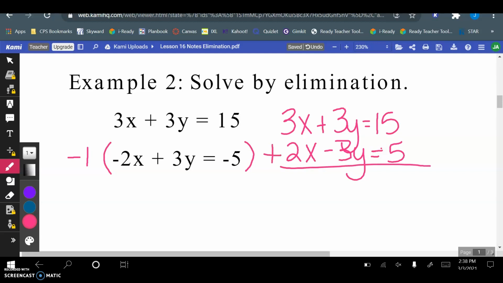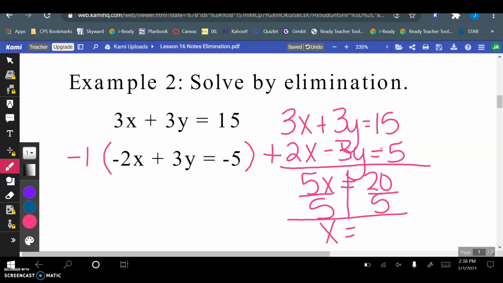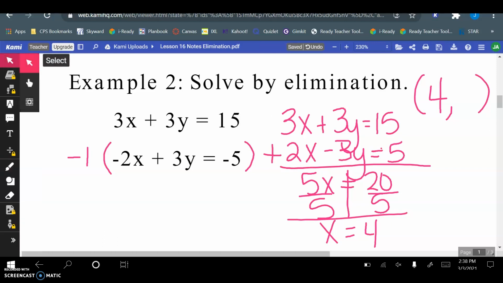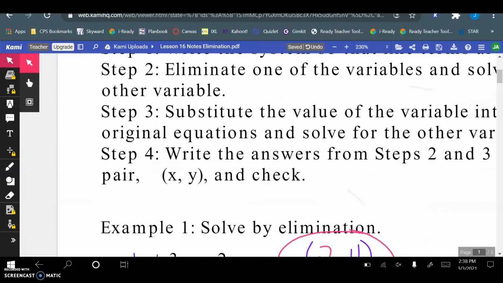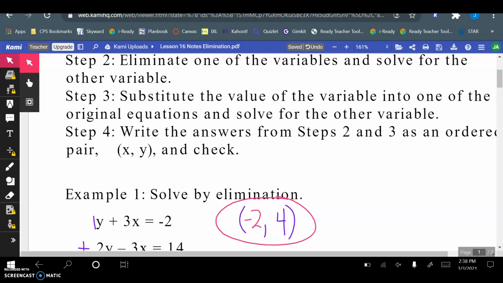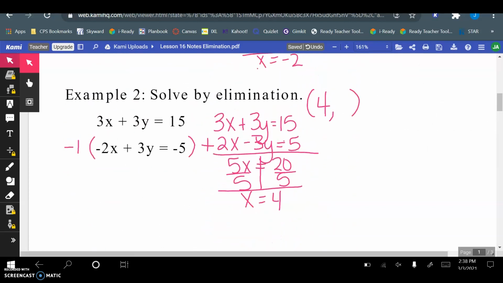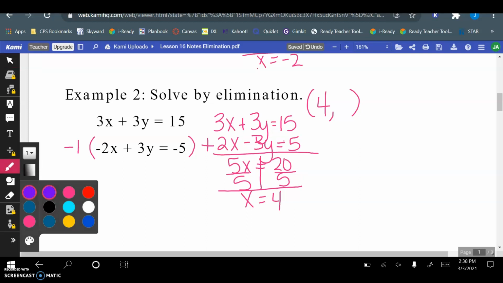Then we're going to add going straight down. So I'm going to have 5x here. The y's would cancel, and I'm going to have 20 here. Then I divide by 5. So x is 4. So that was step 1 and step 2. Step 3 is to substitute that value back into one of the original equations and solve for the other variable. And then step 4 is write your answer as an ordered pair. So if x is 4, I'm going to go back to one of the originals and plug in a 4 for the x.